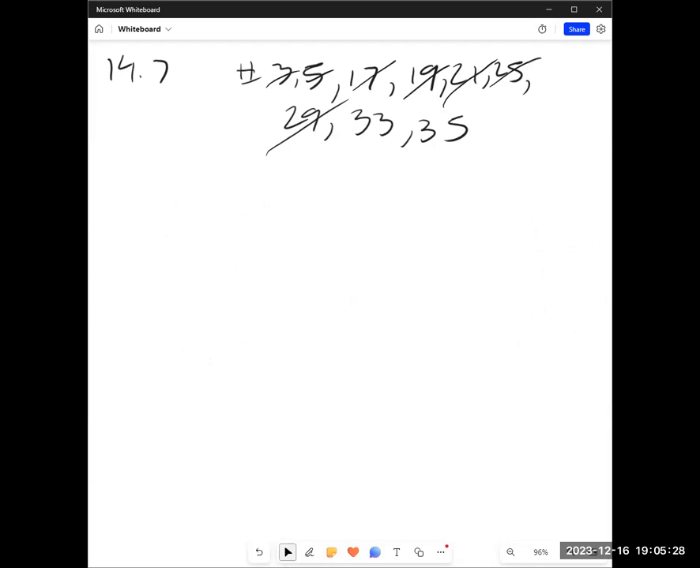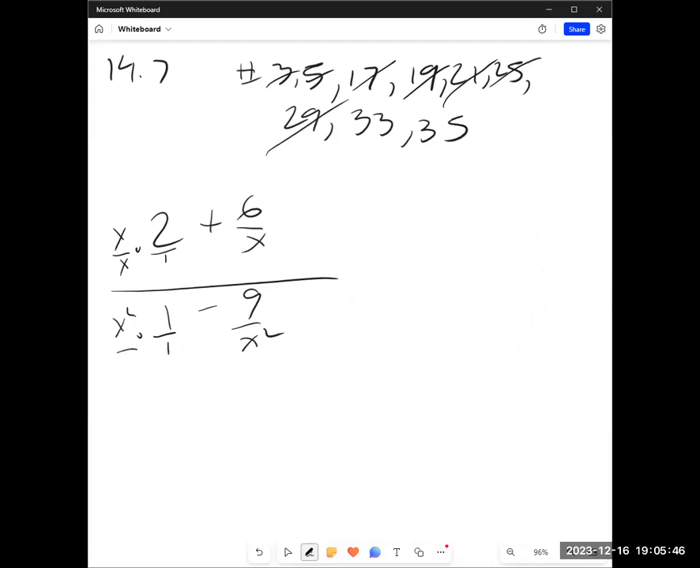All right, now we have 2 plus 6 over x over 1 minus 9 over x squared. And we are told to use method 1 here. So I need to multiply by x over x here and by x squared over x squared here. And that gives me 2x plus 6 over x divided by x squared minus 9 over x squared.